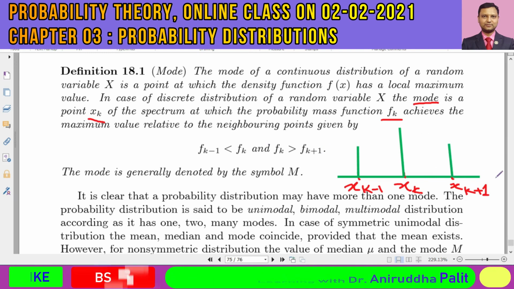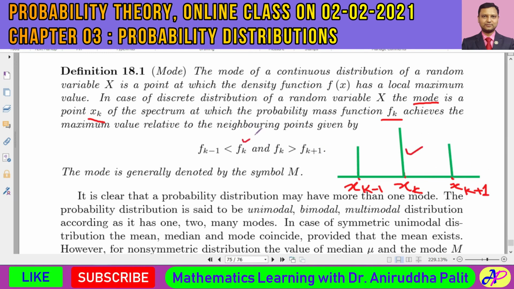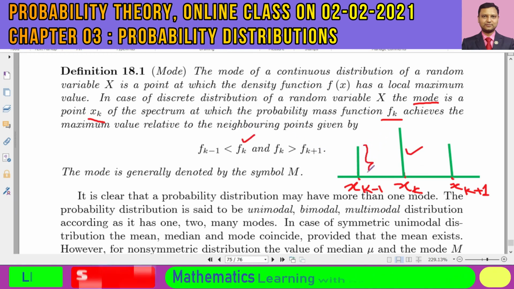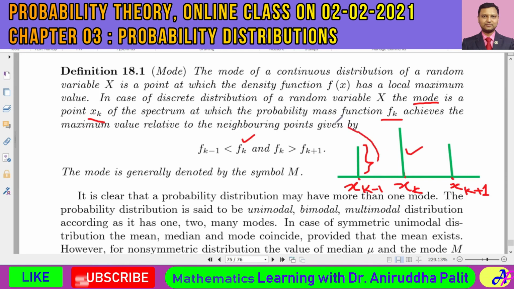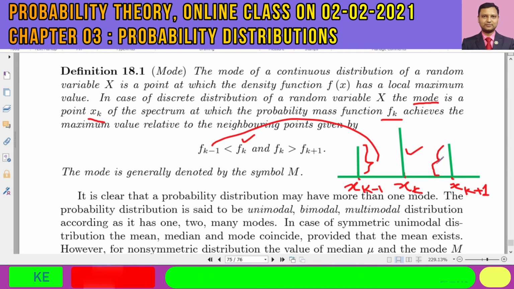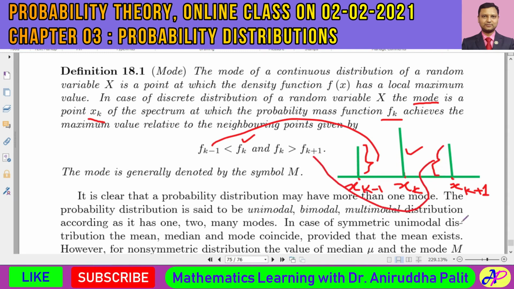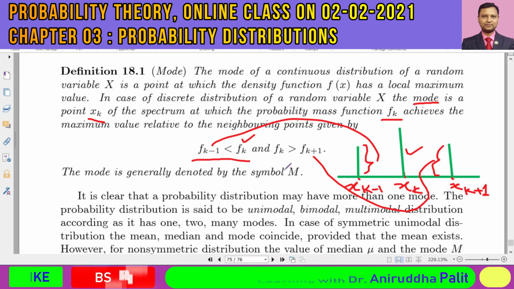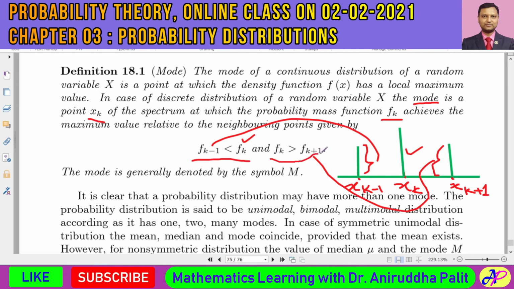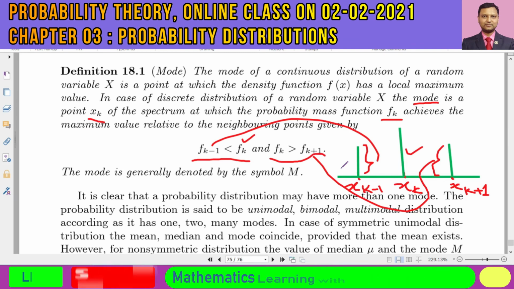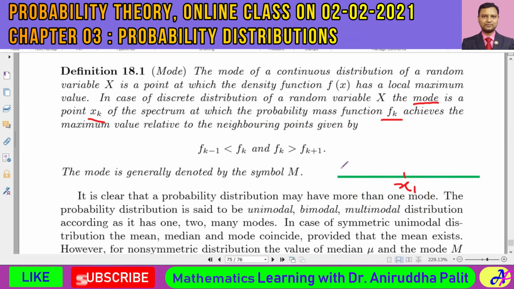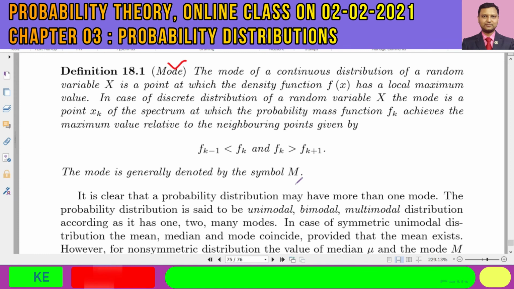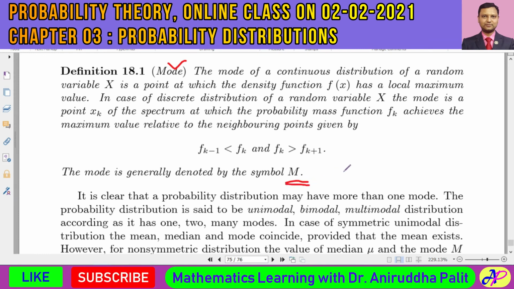This is the value fk, and this fk would be greater than the value at the point xk minus 1, which is fk minus 1, and at the point xk plus 1, which is fk plus 1. So these two relations, fk minus 1 less than fk and fk greater than fk plus 1, must be satisfied. This kind of quantity is called the mode of the distribution, or mode of the random variable. Generally this is denoted by capital M.